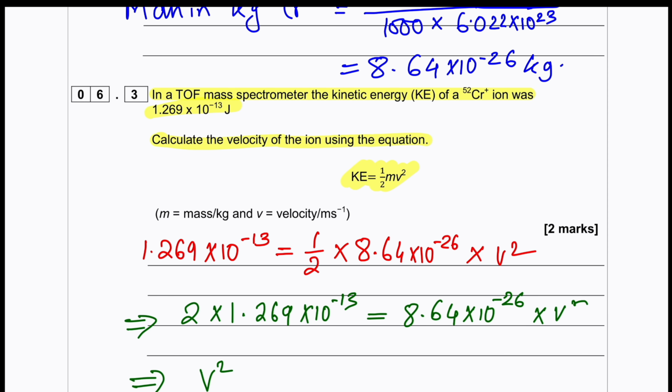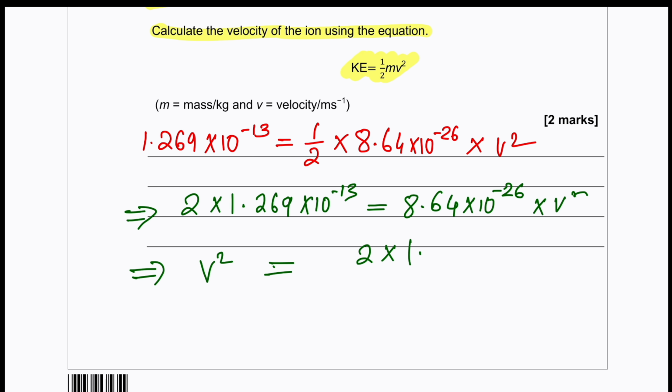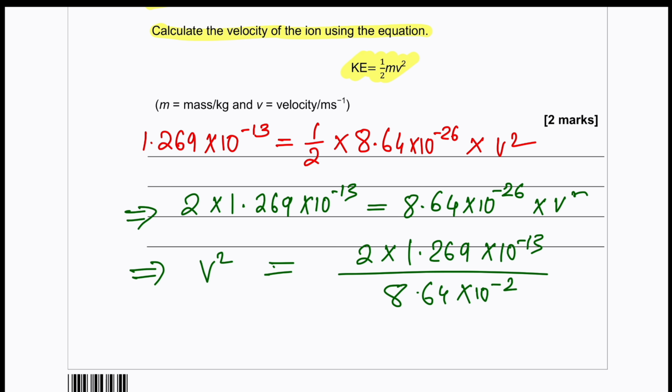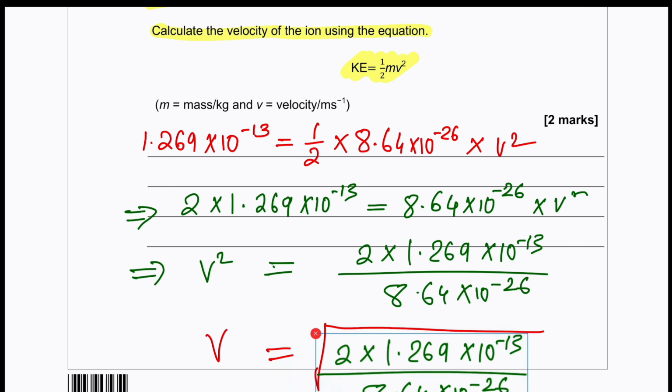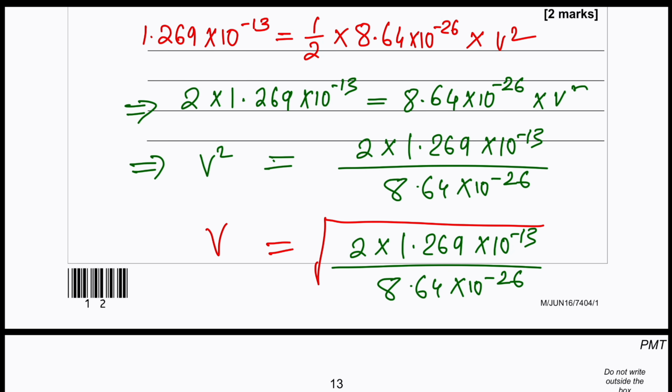Then v squared equals 2 times 1.269 times 10 to the power of minus 13 over 8.64 times 10 to the power of minus 26. We'll bring the v square from that side to this side, and then it will become root over. So v equals root over that whole value. Now we can just simply put it in the calculator to get the final answer, which gives us a total of 1.71 times 10 to the power of 6 meters per second.